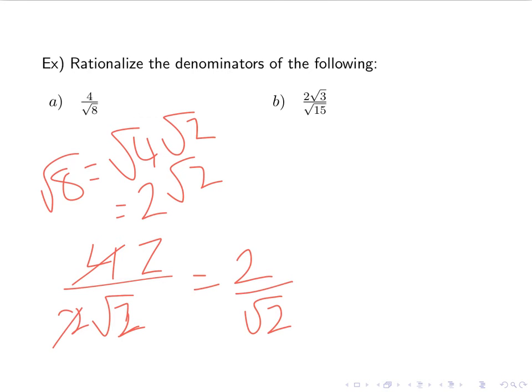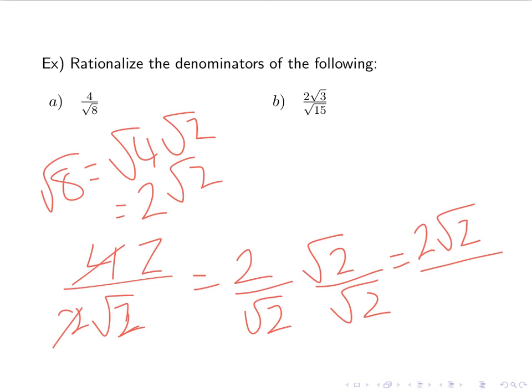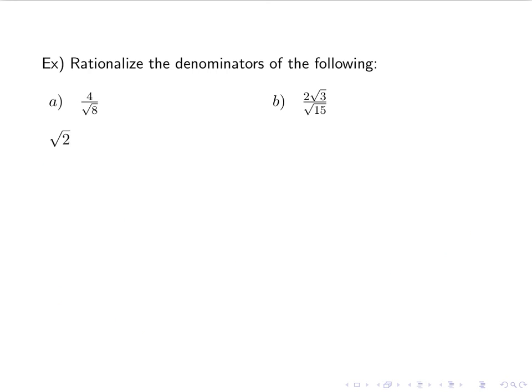Now I want to rationalize it. I want to get rid of that root 2 in the denominator. So I'm going to multiply by root 2 over root 2. On my top, I'm left with 2 root 2. On the bottom, root 2 times root 2 is 2. I can keep going, the 2's cancel, and I'm left with root 2. So 4 over root 8 is just the square root of 2.